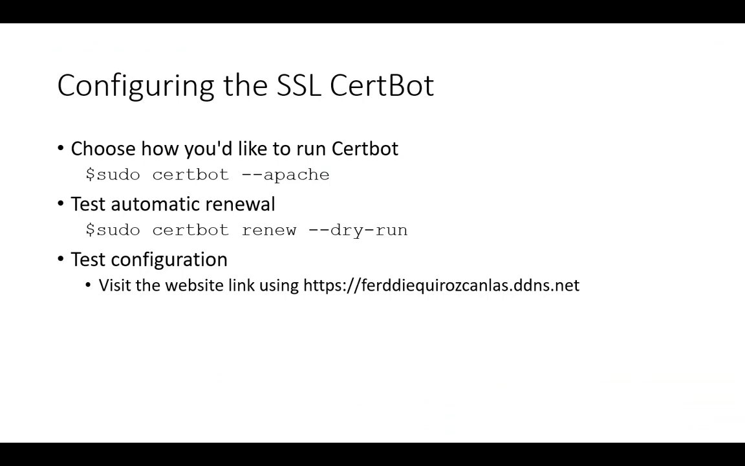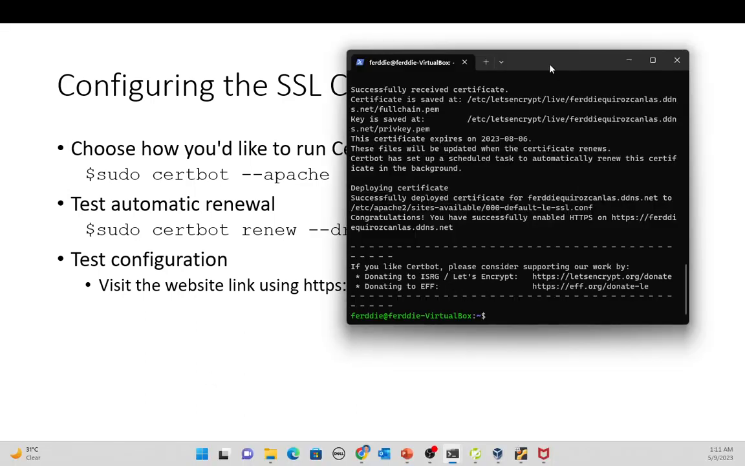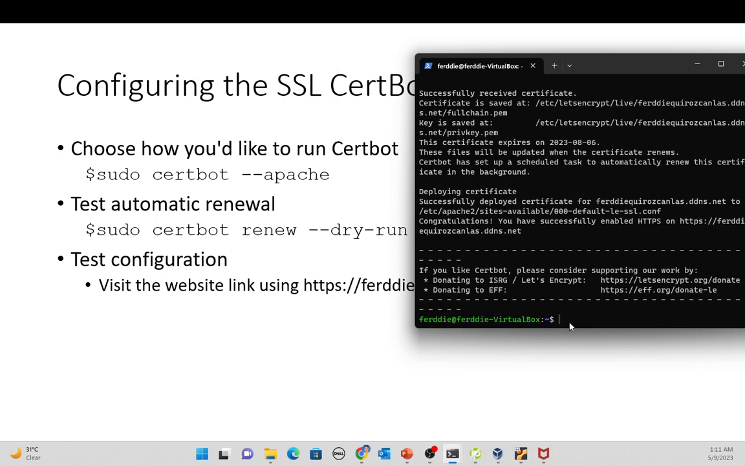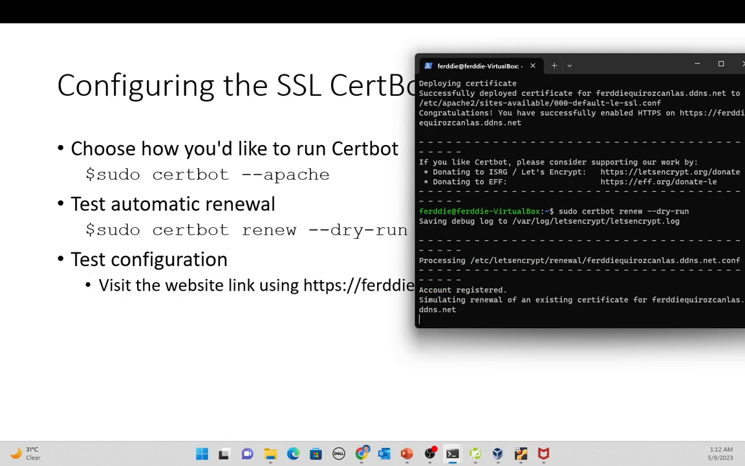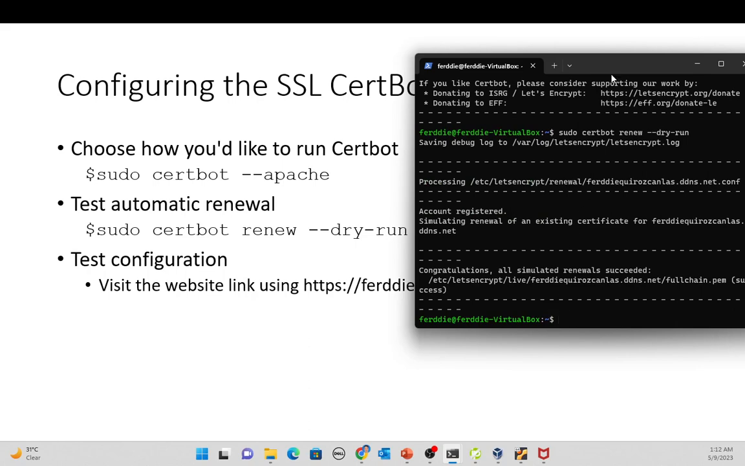which is sudo certbot renew --dry-run. Let us try to test the automatic renewal function, because you need to renew it once in a while. You will be prompted to renew it once in a while. So just try to go with sudo certbot renew --dry-run. Okay, the renewal is good.